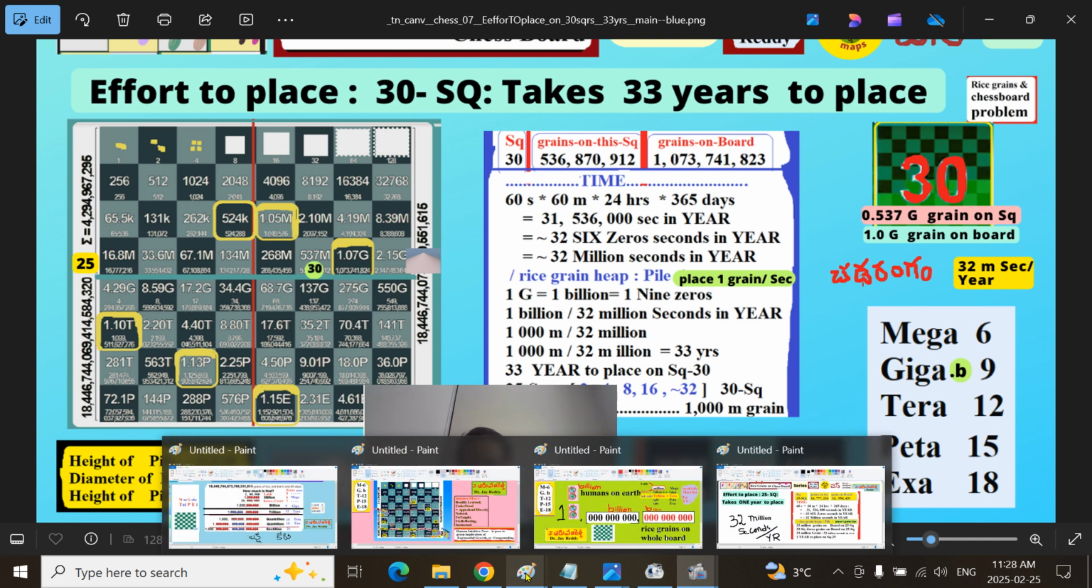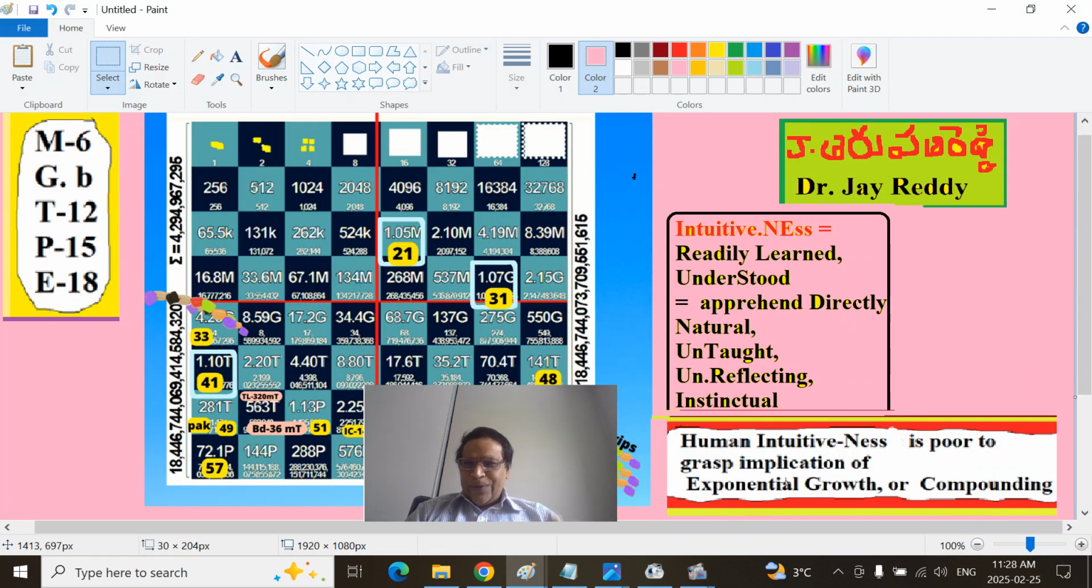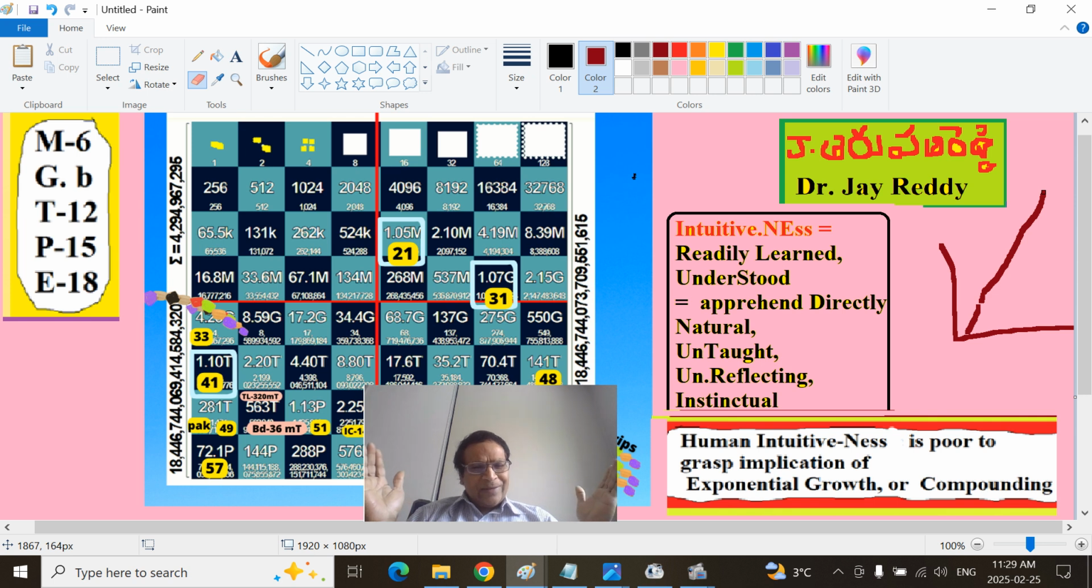So, that's why humans lack intuitiveness. Human intuitiveness is very poor in grasping the implication of exponential growth. What is exponential growth? Exponential growth is a very easy thing. There is a certain thing that is increasing at a constant rate. That is exponential growth. That is compounding. That increase can be 0.1% or 7%, 10%. If it's 10% or 20%, it will be very rapid, but eventually it is essentially the same.